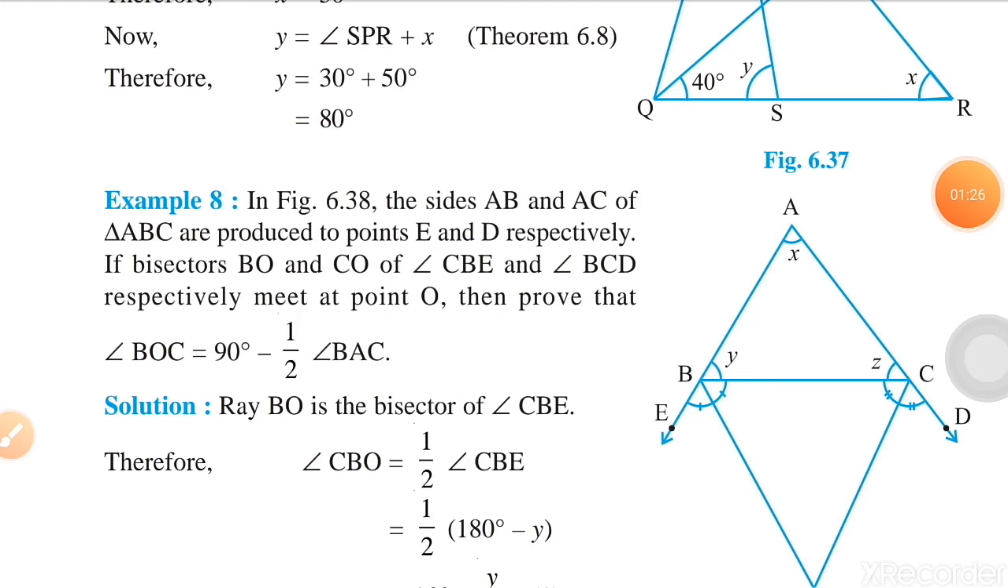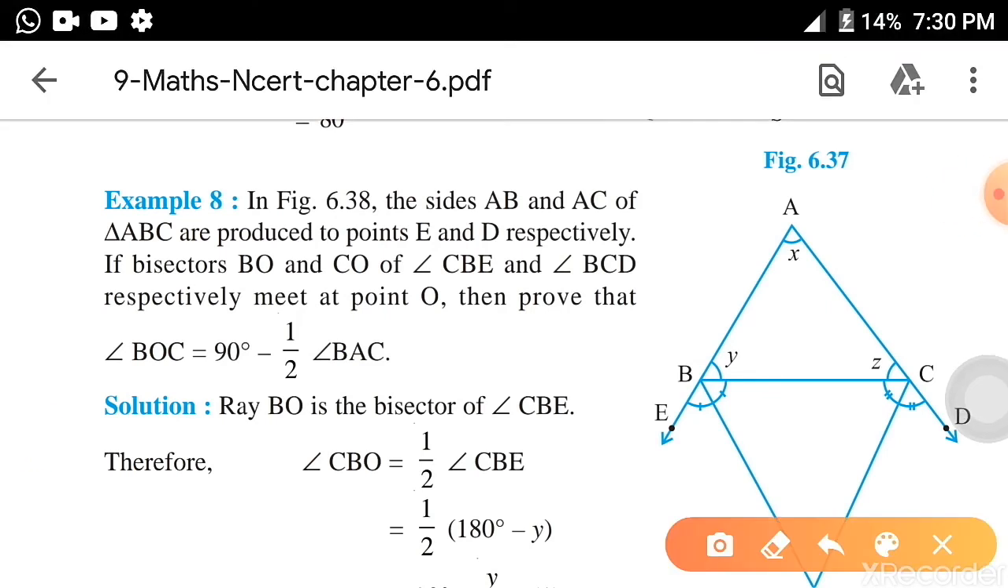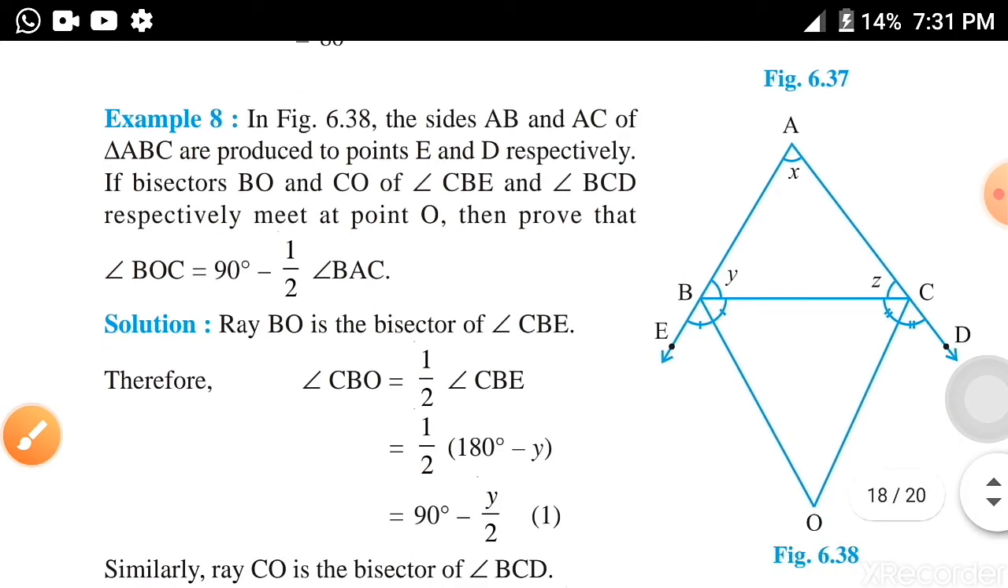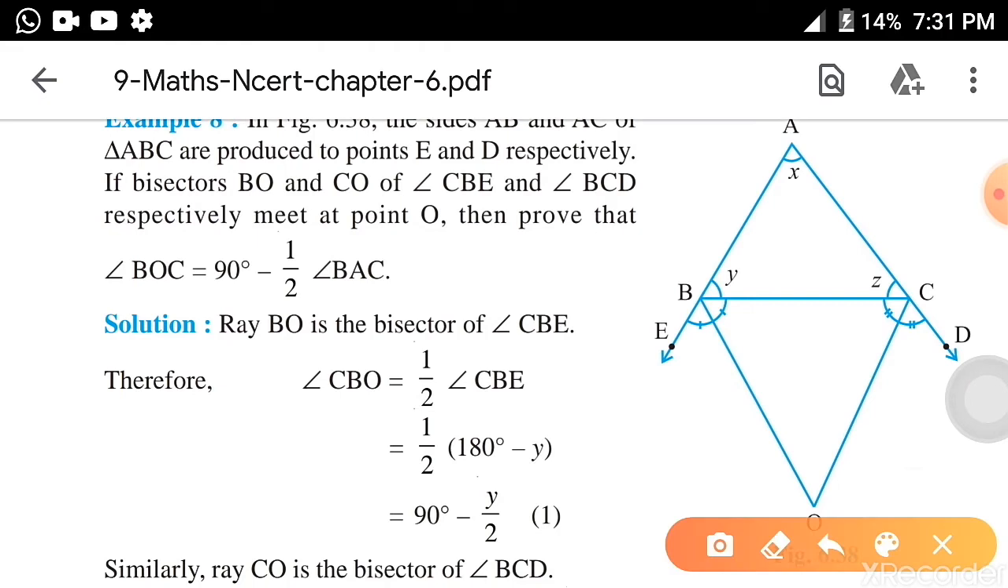Before going into exercise 6.3, we will see some examples. Though there are so many examples, I will explain this one because it is an important example. Example 8, in which we have to prove this. But first you have to understand what is given in the question, what the question is telling.